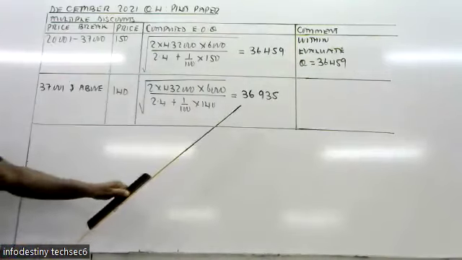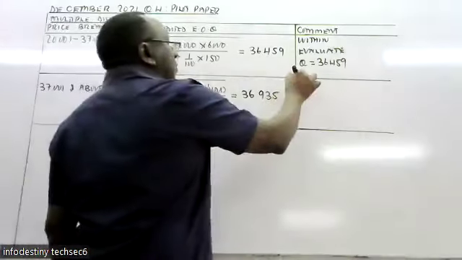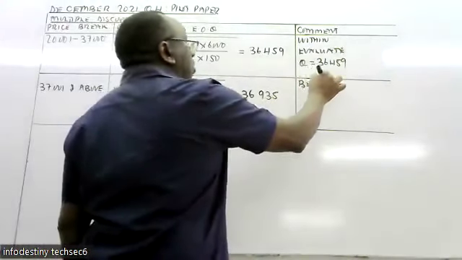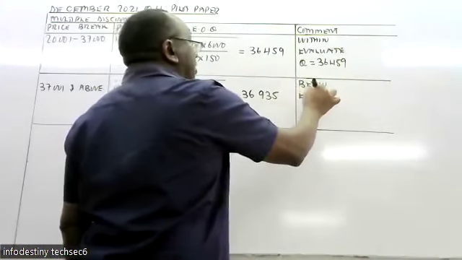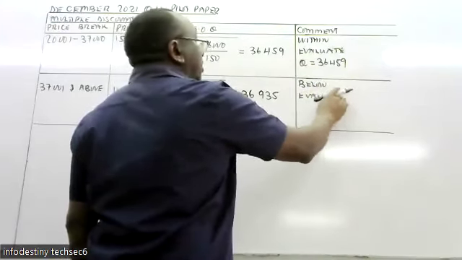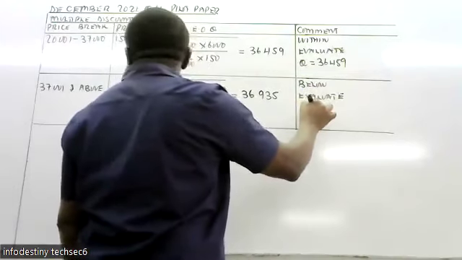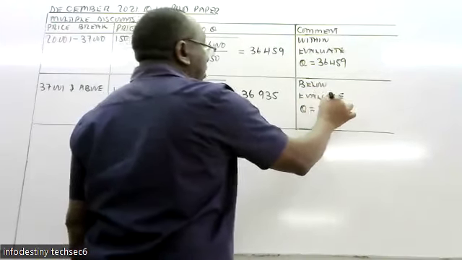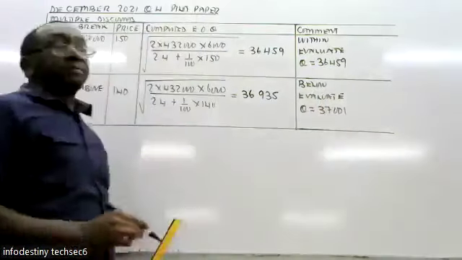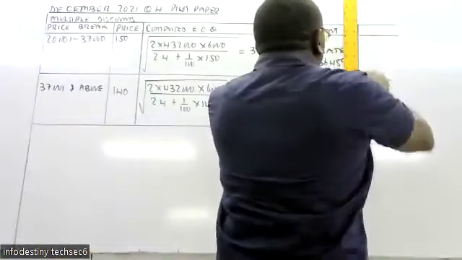And where is this one? It is below. So if it is below, you evaluate Q being the lower limit. So the lower limit is 37,001. So that is the end of that table.